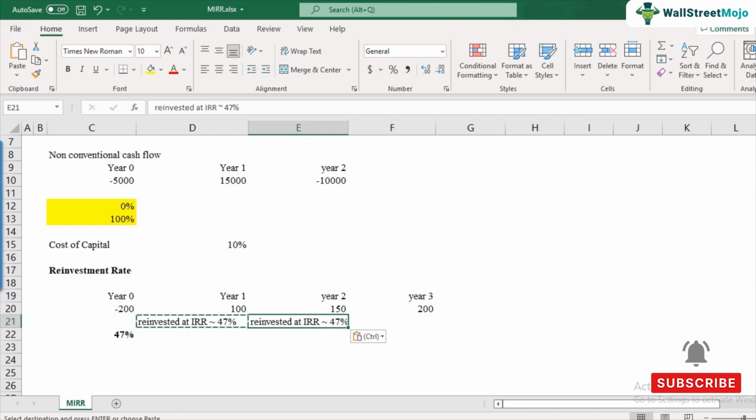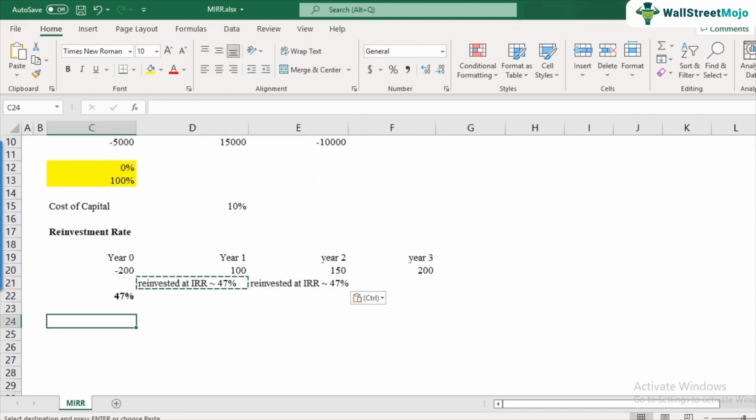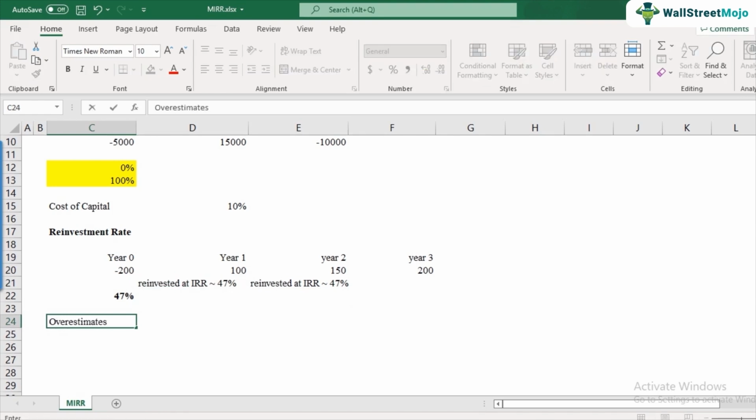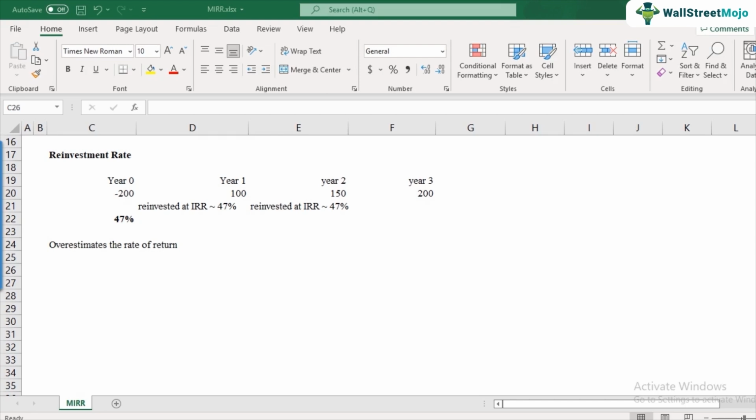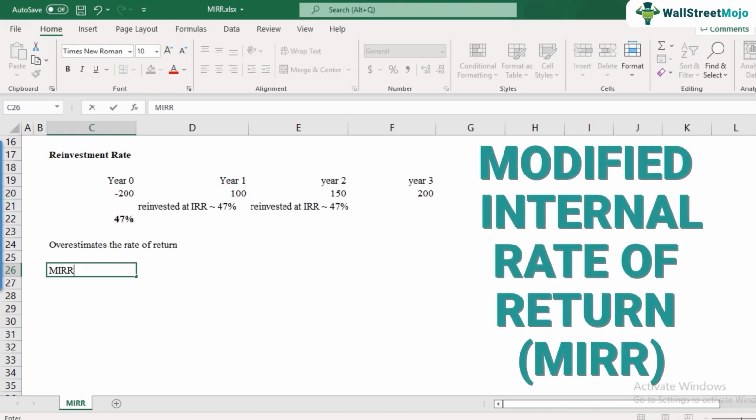So that's the biggest limitation of internal rate of return, and it seems like it is not the right approach to look at. Sometimes it overestimates the rate of return. So that's the limitation of IRR. In order to address these issues of multiple IRRs and overestimation of rate of return, we use something called the MIRR, or modified internal rate of return.